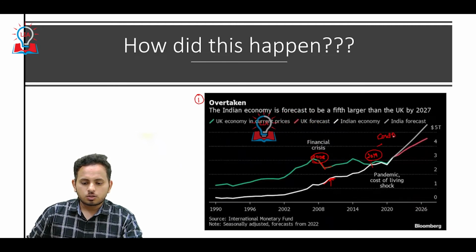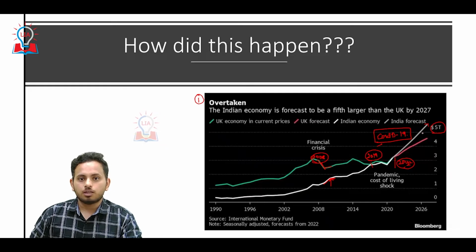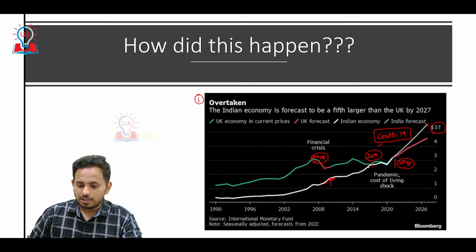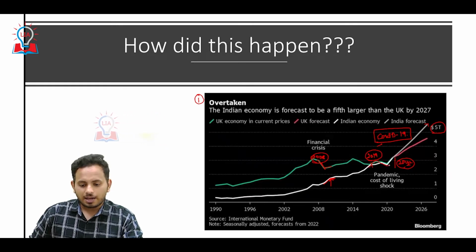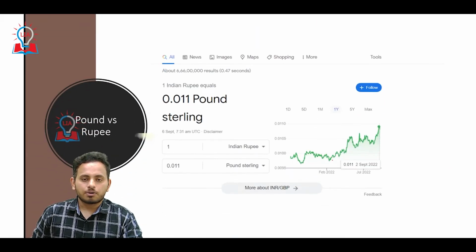So when the COVID-19 lockdowns were imposed, India had a very bad hit, and again in 2022, India has surpassed UK to become the fifth largest economy in the world. So this is how, first in 2019, India had crossed UK's economy. Again in 2022 we have done this. Okay, so this is how it happened.